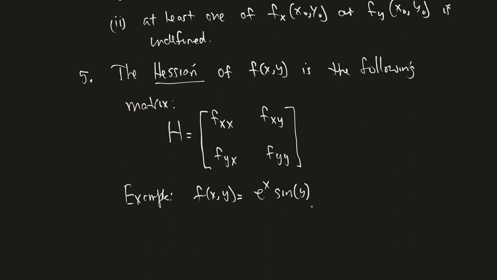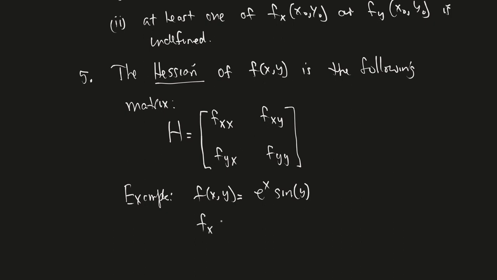Now looking at these two functions, the e to the x and the sine of y, these functions are always continuous and their derivatives are always continuous. So we would expect these to be equal for us, right? Let's go through and compute them.